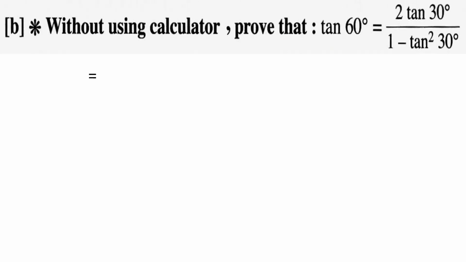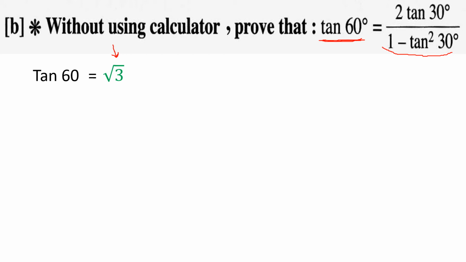Question B. Without using a calculator, prove that tan 60 equals 2 tan 30 over 1 minus tan square 30. We will take the left hand side and see what it gives. Tan 60 is equal to root 3. Okay, that is the left hand side. We will go to the right hand side and see what it gives at the end. If it is also root 3, it will be proved.